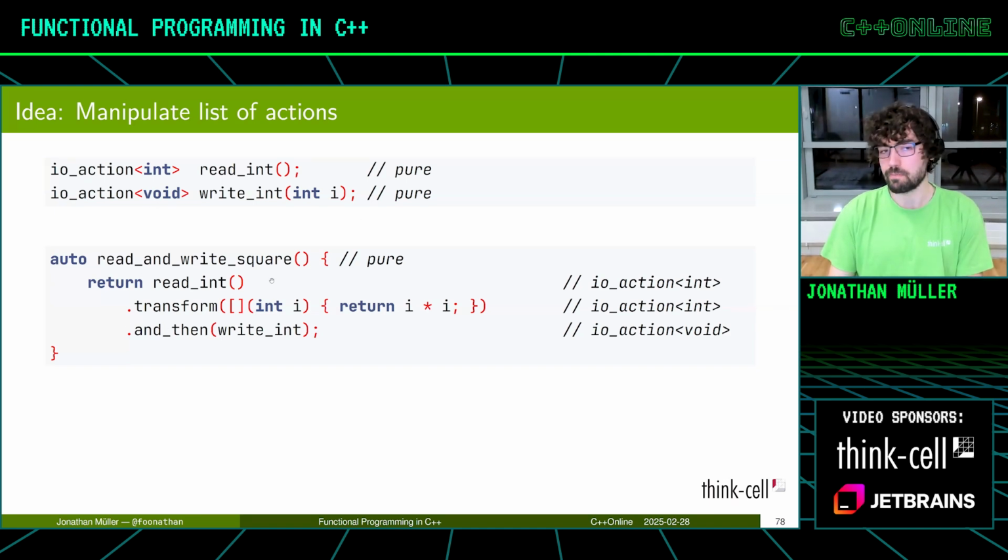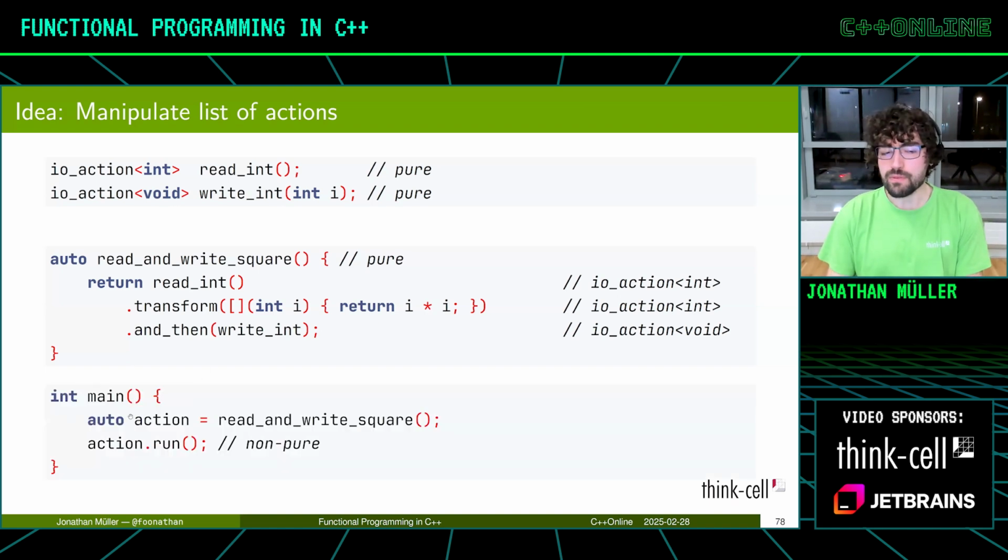And all of this is pure because we haven't done anything so far. We've simply composed actions. And then in our main function, where we actually get the action, we run it, and this is the non-pure thing. Because at this point, we actually start reading an integer, passing it to the lambdas, doing the work, and writing it out. And now in pure functional programming, essentially all your program does is up here.